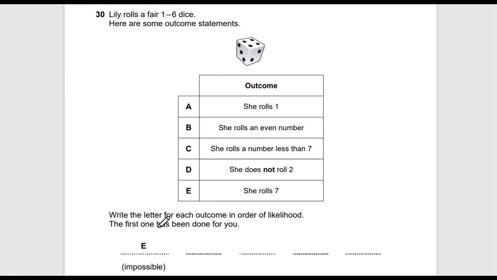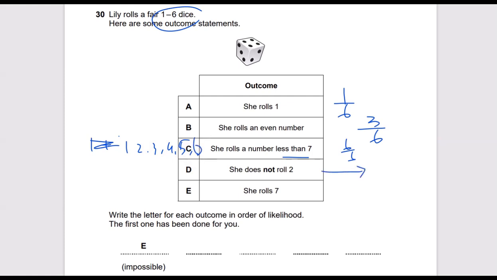So next will be: she rolls 1 is 1 out of 6. Even number is 2, 4, 6, so 3 out of 6. A total of 7 can be 1 plus... rolls of fair dice. She rolls a number less than 7. A number less than 7 is 1, 2, 3, 4, 5, 6, so it's 6 over 6. So it's all. And does not roll 2 means 1, 3, 4, 5, 6, so 5 over 6.